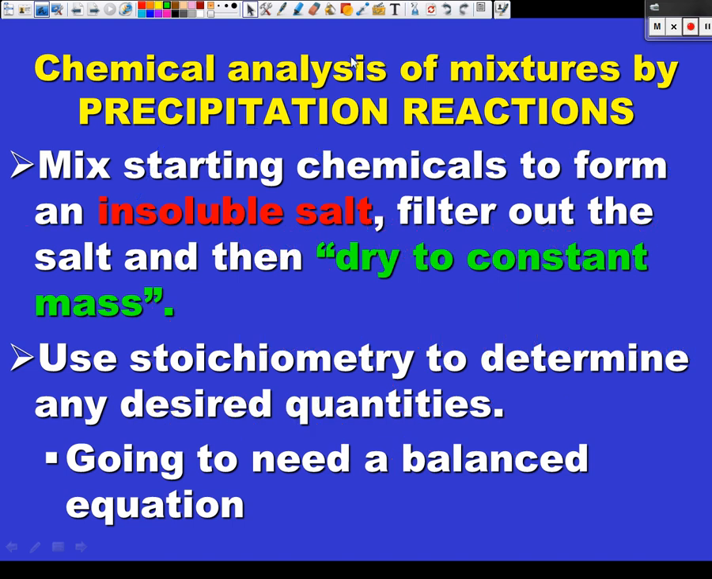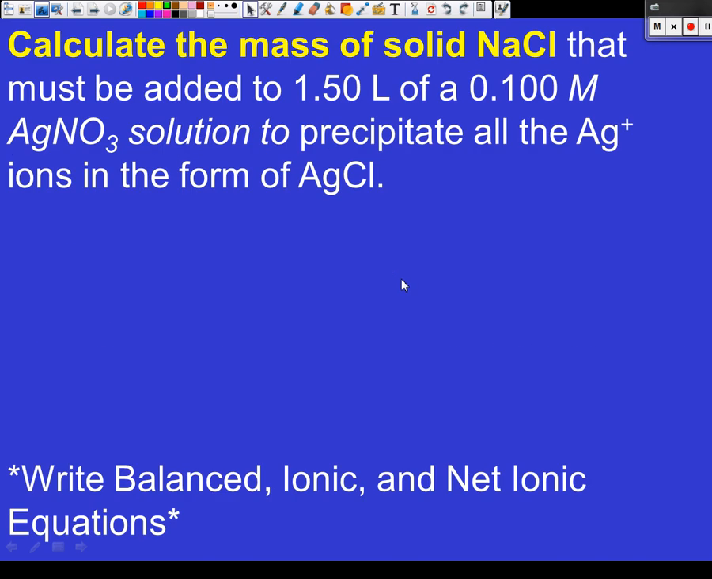So a chemical analysis of a mixture by precipitate reactions: mix the starting chemicals to form an insoluble salt, filter out the salt, and then dry to a constant mass, and then use stoichiometry to determine any desired quantities. And again, this is everything we've done up until this point. It's just giving you the how to analyze one of those precipitate reactions. Okay. So here's a particular equation.